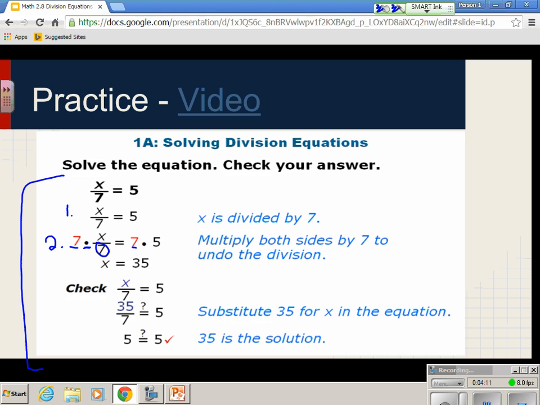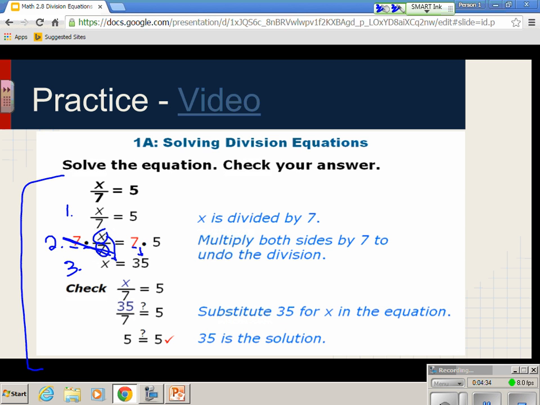Now, when you do 7 and 7 on the one side, it cancels each other out. And on the right-hand side in this example, then you just have 7 times 5. 7 times 5 is 35. Bring that down on the third step, and just bring x on the other side. x equals 35. That's how we get our answer.